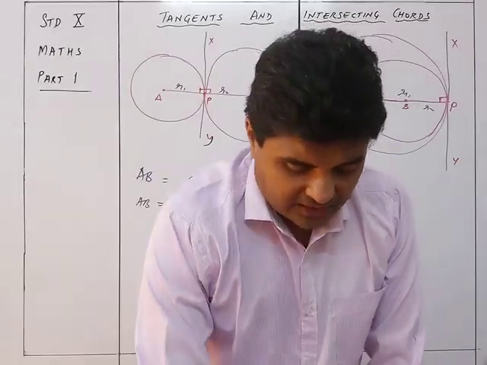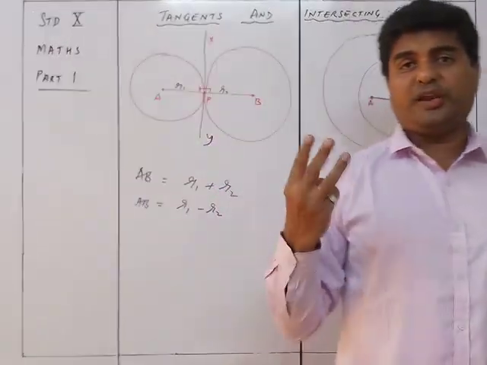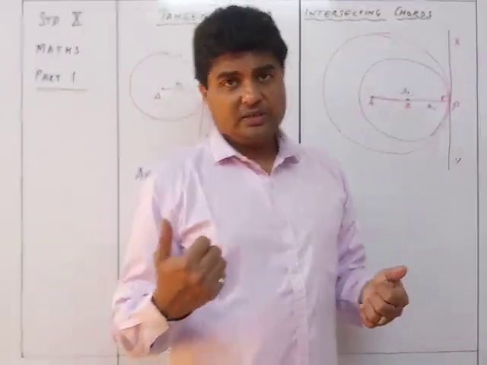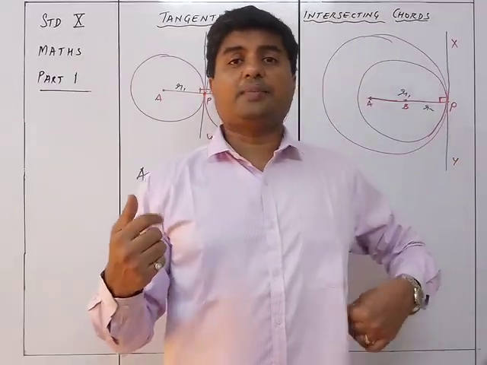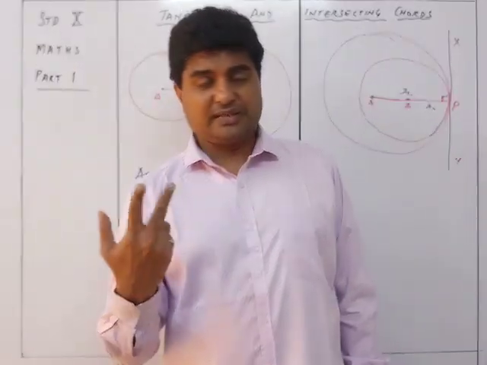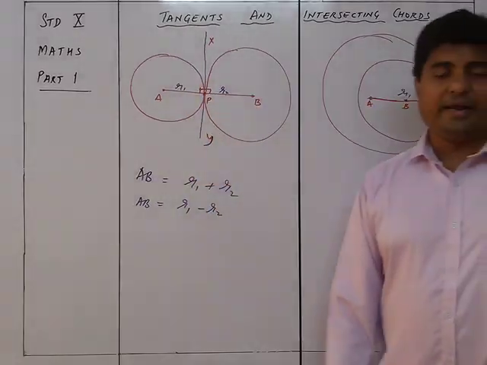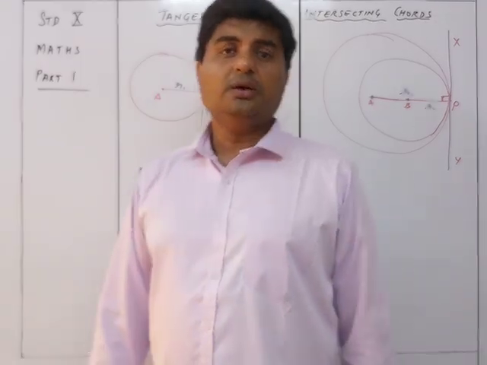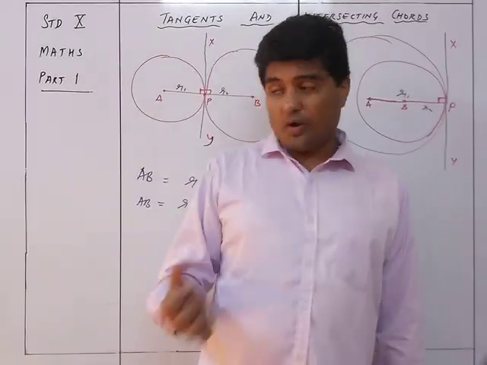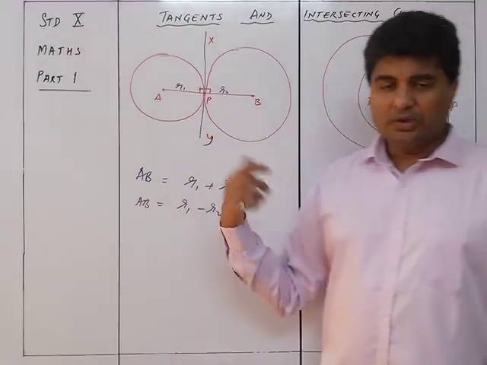So these are the things about the tangents, and accordingly we will be based on these three things. First, tangents are perpendicular to the radius. Second, the corollary, that tangents drawn from a point outside the circle are equal. And third, the line joining the two centers will pass through the point of contact between the two circles, or we can say the distance between the centers is R1 plus R2 or R1 minus R2.